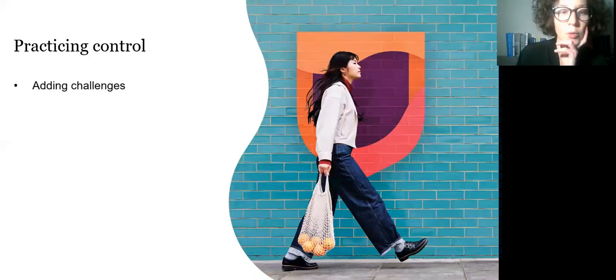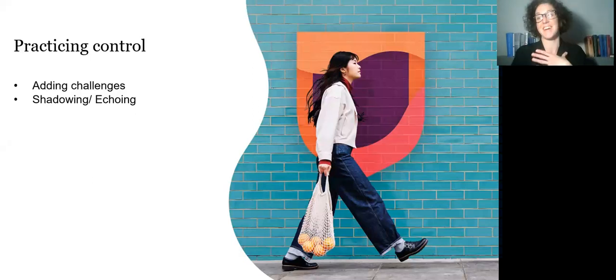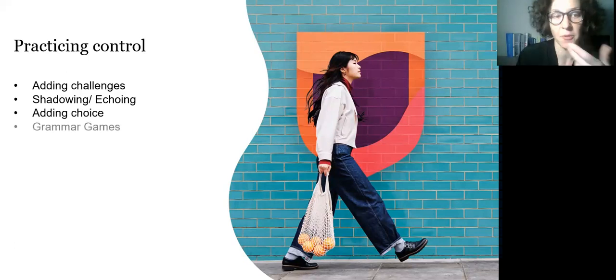Now, practicing control means adding challenges. If we are talking about error correction in practicing control, this is shadowing and echoing. For example, if I'm a young learner who makes a mistake, for example, says, my name Tanya, and you as a teacher would tell me, your name is Tanya, and the student would say, oh, my name is Tanya, yes. So yeah, this is echoing. Then adding choice, and we will have a look at some exercises of how it can be done.